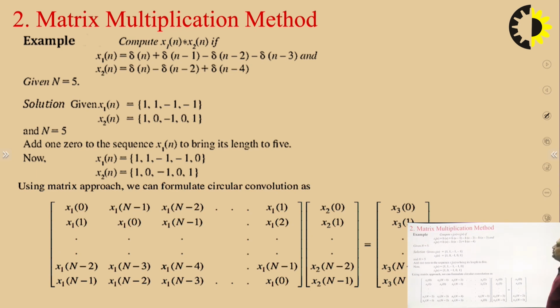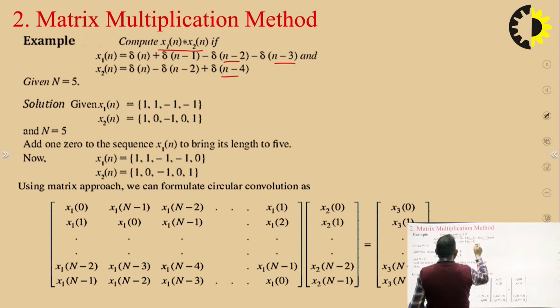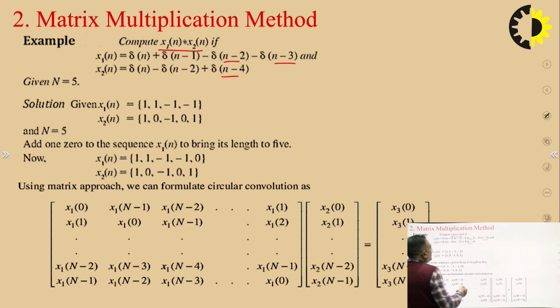So let us suppose we have to compute the circular convolution between x1(n) and x2(n), where x1(n) and x2(n) are defined in terms of the delta function. If you know the delta definition, delta(n) is defined at n equals 0 only, and otherwise it is 0. Delta(n minus 1) is defined only at n equals 1, delta(n minus 2) at n equals 2, and so on. Based on this, we can find our sequence.